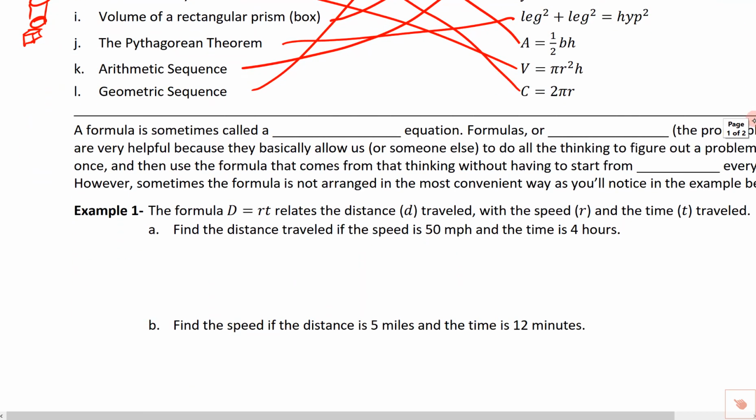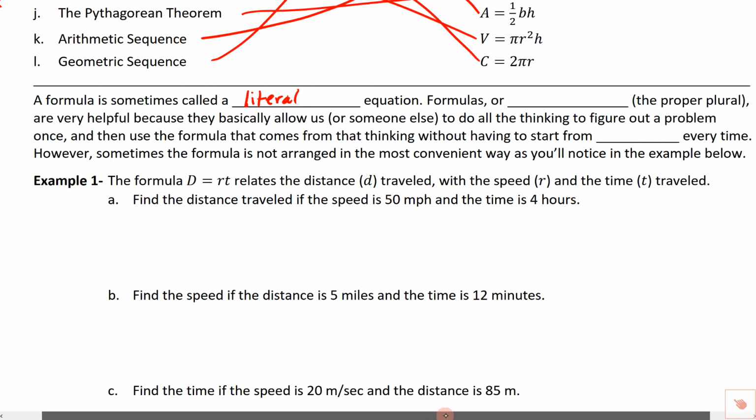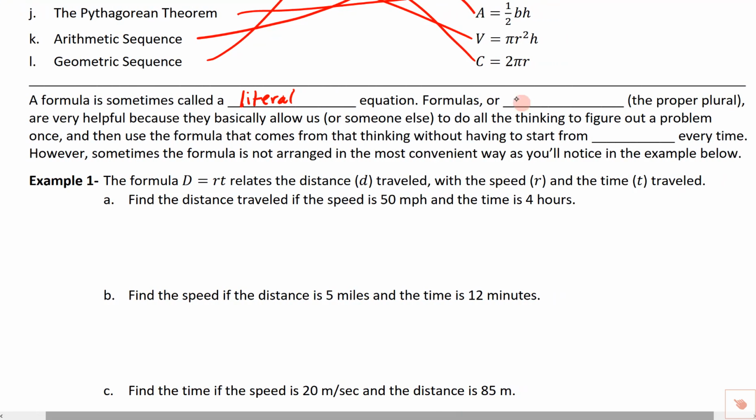So a formula is sometimes called a literal equation. Now, literal just means it kind of has to do with letters and words and stuff like that, okay? So you'll hear some people call them literal equations. Now, the proper plural way to say formulas is formulae, A-E at the end there. So let me make that look right. Formulae. Now, enough people just say formulas that we can just say formulas also.